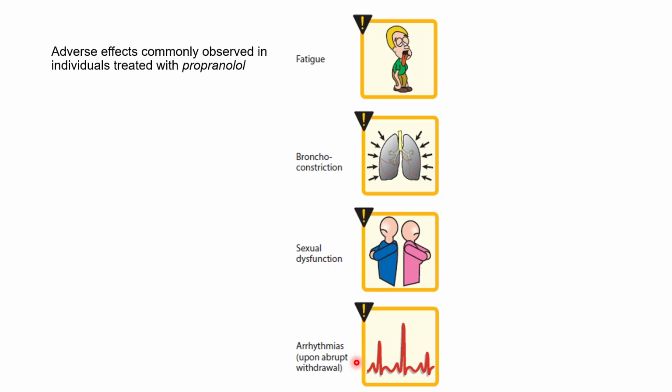The mechanism of sexual dysfunction is not yet understood, because ejaculation in males, for example, is mostly mediated through the alpha adrenergic receptors, and beta receptors are not present in those vessels. But still, maybe it is because of the central action on the beta receptors.